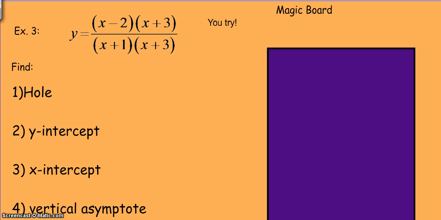All right, so example number 3, this is another example that you guys are going to try. So we have an equation. Find the hole, y-intercept, x-intercept, vertical asymptotes, and horizontal asymptotes. Pause the video and give it a try.